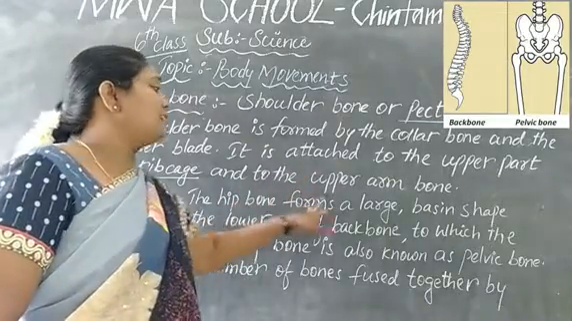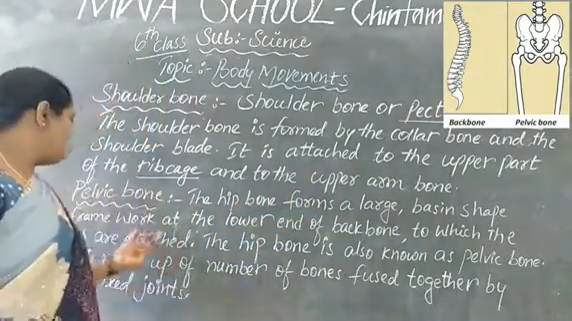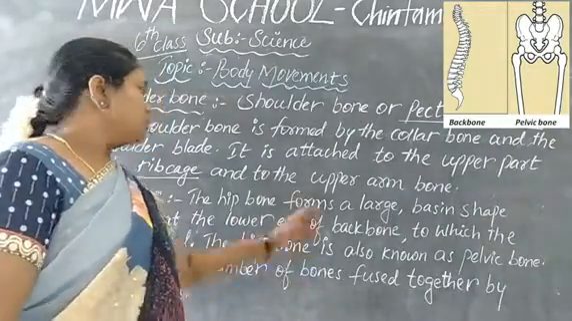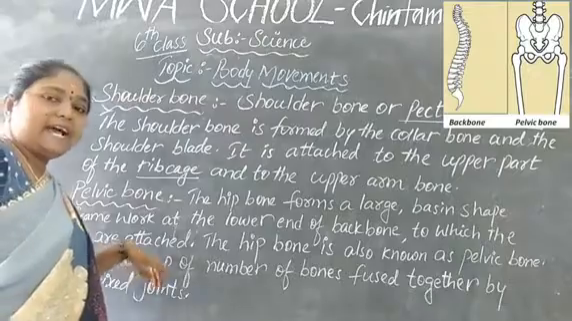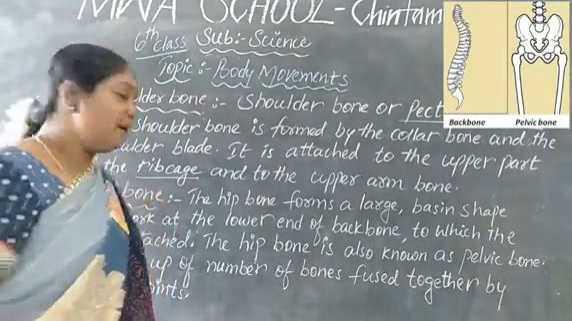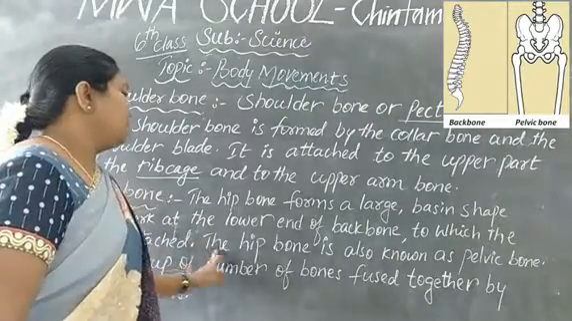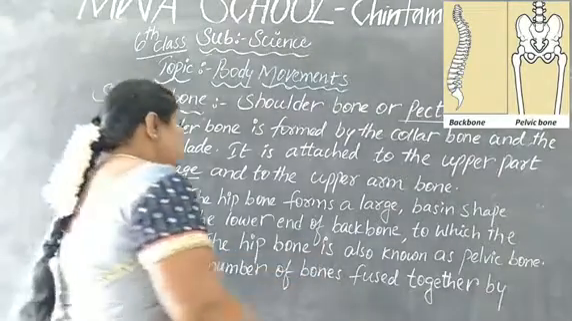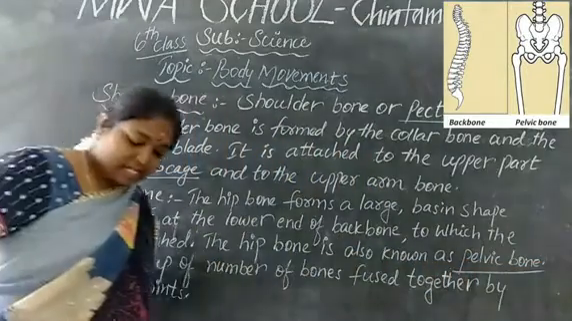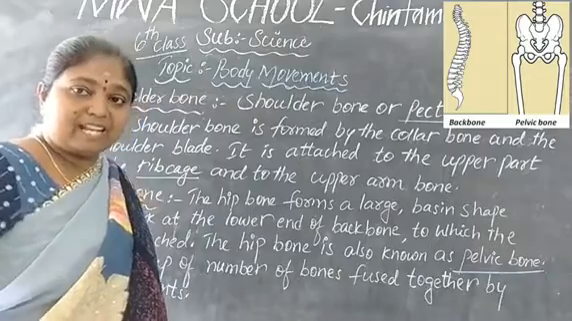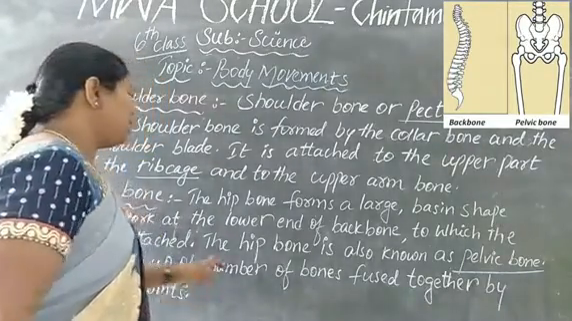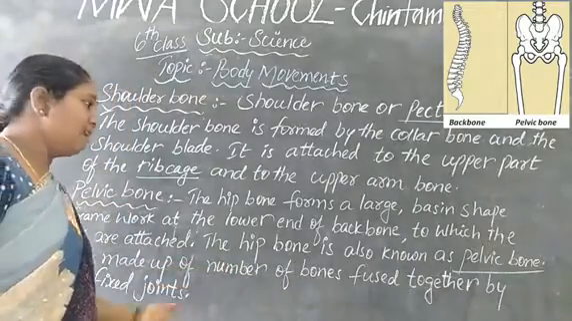The hip bone forms a large basin-shaped framework at the lower end of the backbone, to which the legs are attached. Where the legs are attached, we call that bone the pelvic bone. The hip bone is also known as the pelvic bone. What is that? The hip bone. Down from our stomach, the legs, the thighs, we call them the hip bones, on the back side. The hip bone is also known as the pelvic bone.